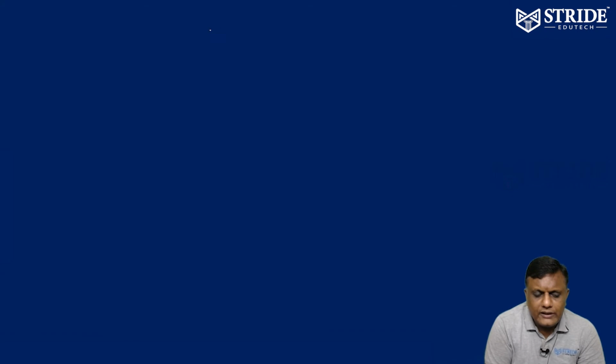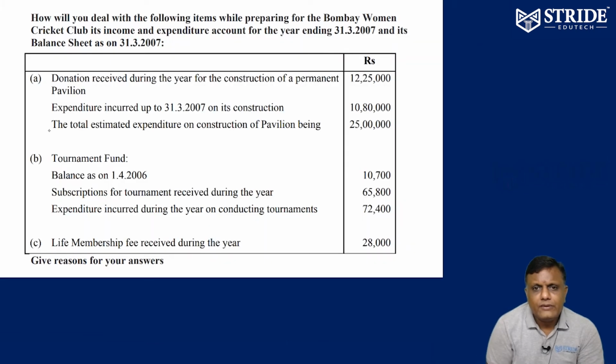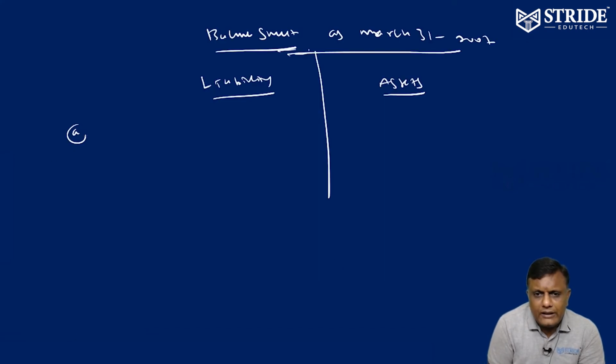Let's see how we are going to treat the balance sheet as on March 31st 2007, liability and asset. First one, A. Donation received, how much? 12,25,000 for pavilion. So A. Donations we have received. Now how much donations have we received? 12,25,000 donations we have received.